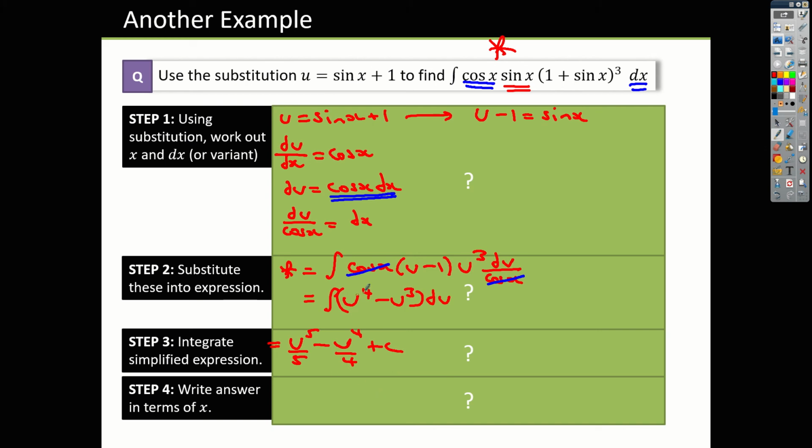plus c. And then in terms of x, we're going to go back to our substitution and replace with x's. So this is sine x plus 1, or 1 plus sine x, your choice, to the 5 over 5, minus sine x plus 1 to the 4 over 4 plus c. And that's your final answer.